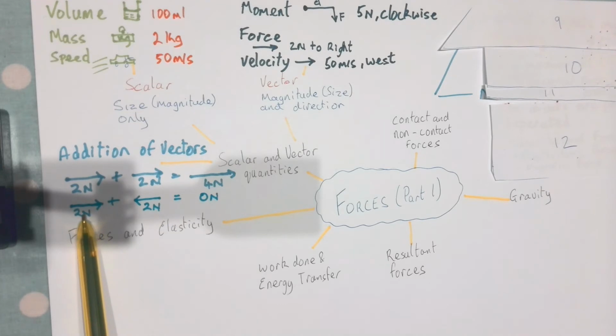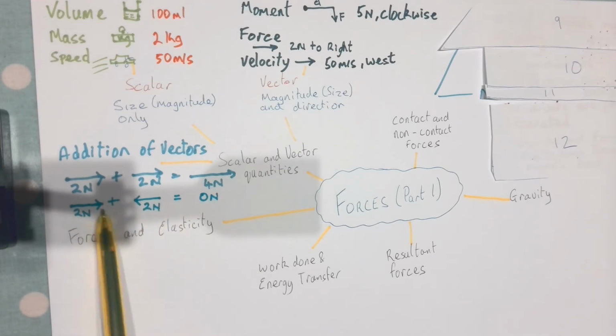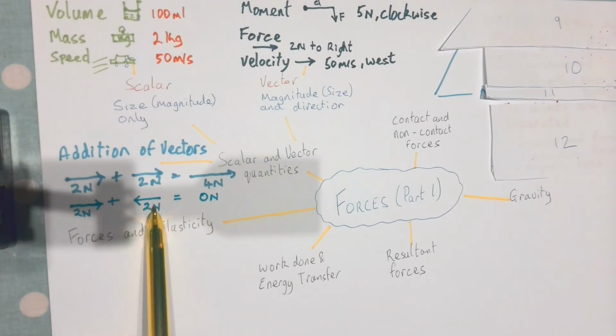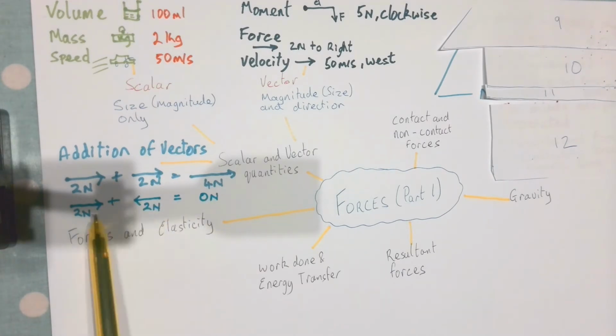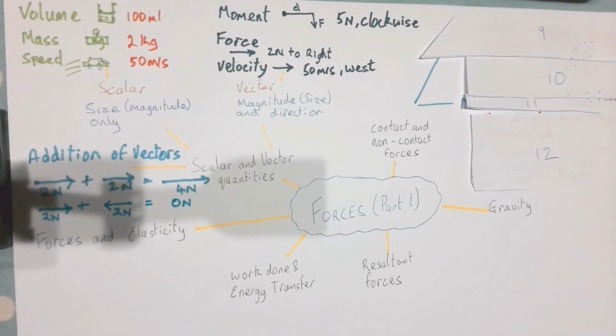If we have 2 newtons to the right and 2 newtons to the left, add those together, they're going in opposite directions, so basically it's 2 newtons minus 2 newtons. We say addition, but it's adding a negative. That will give you a resultant of 0 newtons.